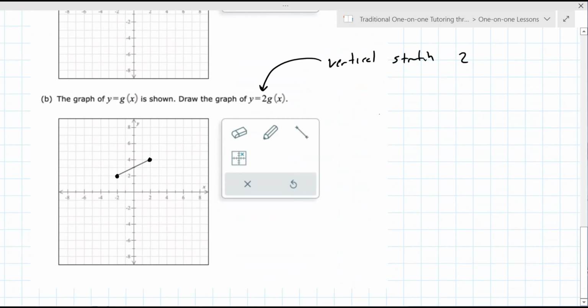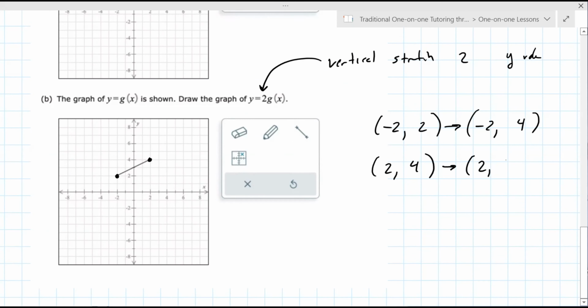What some students do is they actually label the endpoints so that they can figure out what to do. This affects the y value only. So you multiply the y value by 2. By 2. Okay, and then same thing here.